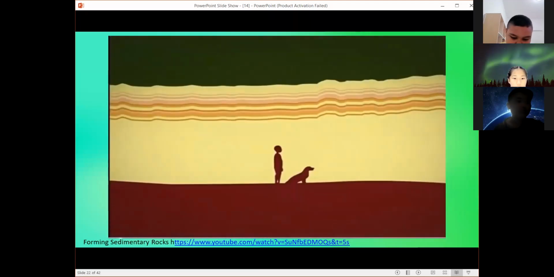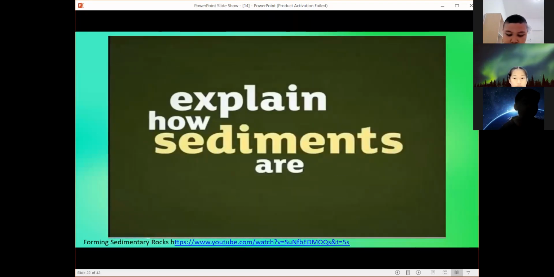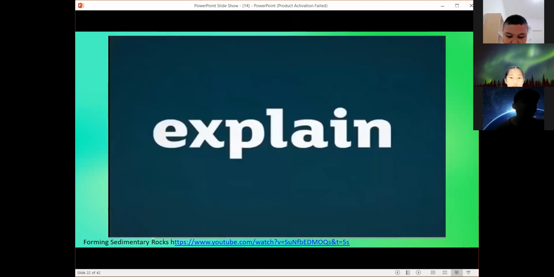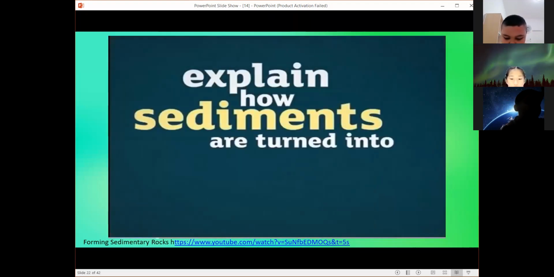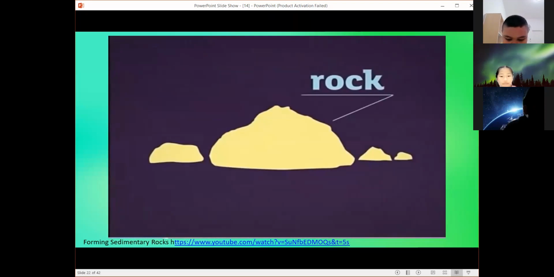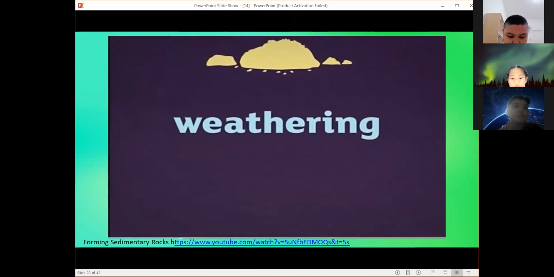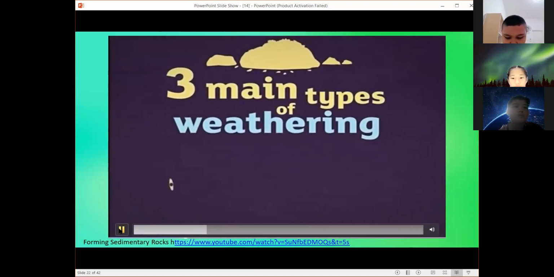I was walking my dog on the beach when I noticed that the cliffs are made of horizontal stripes of rock. But what causes this? To understand this, we need to explain how sediments are formed and explain how sediments are turned into layers of new rocks. Existing rocks can be broken down into small pieces or sediments in a process called weathering. There are three main types of weathering.